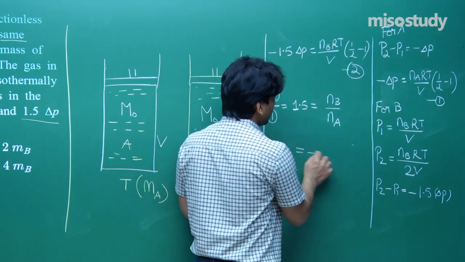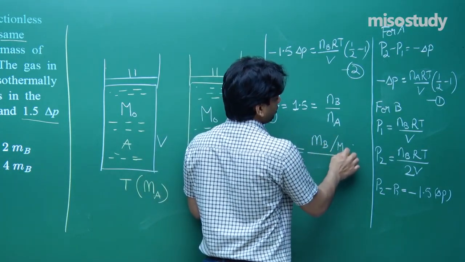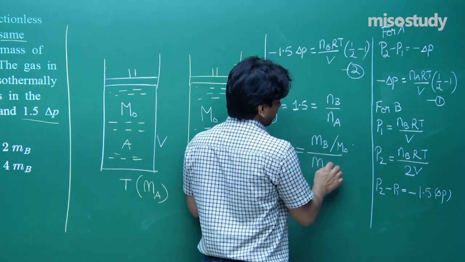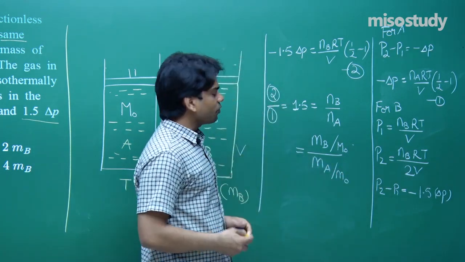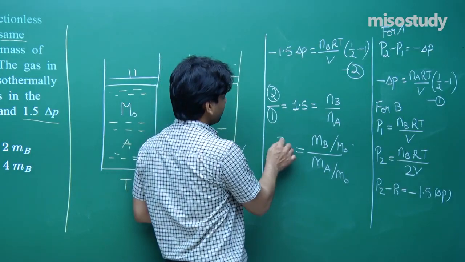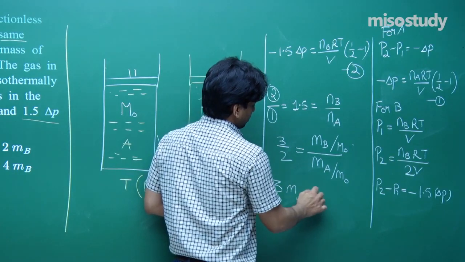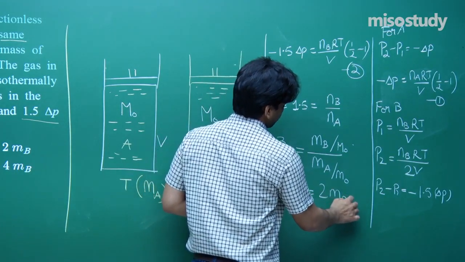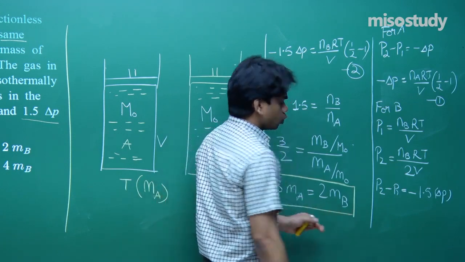So number of moles in B will be what? MB divided by molecular mass, that is M naught. This is MA divided by molecular mass M naught. So 1.5 we can write as 3 by 2. Here we get 3 MA is equal to 2 MB. This is what we are getting, 3 MA equals 2 MB.